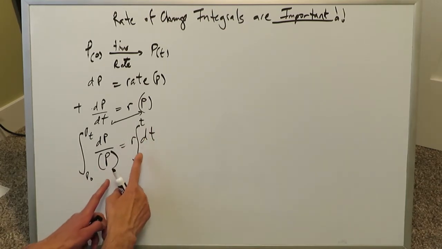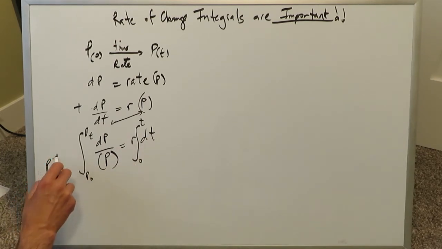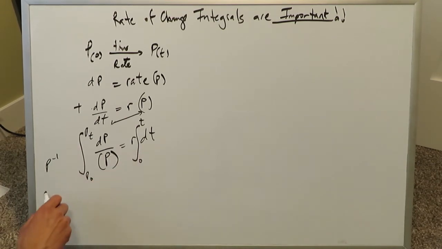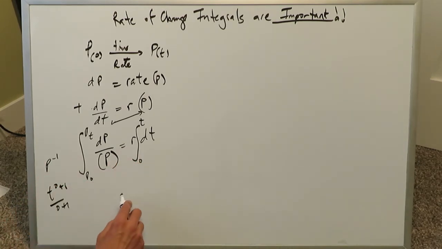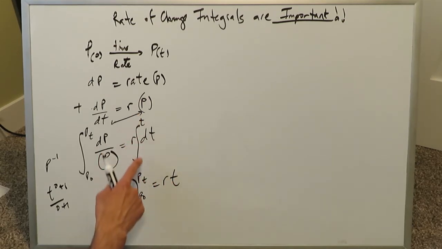In all of these instances, you're looking at integrals of polynomials. Here you have something which looks like P to the power of minus 1 because it's 1 over P, and you know how to integrate this. Here you have a hidden antiderivative like t to the power of 0, and you know how to integrate this, n plus 1. Here this brings in the natural log. When we do the definite integration, these integral signs go away, and we end up with the natural log of P, upper limit, lower limit, is equal to rt.